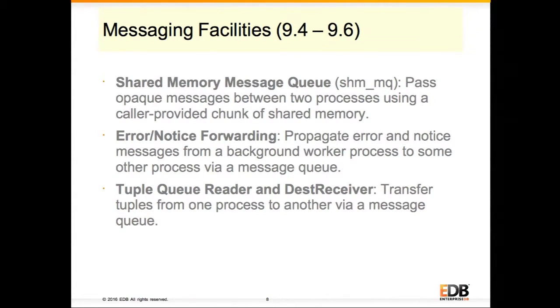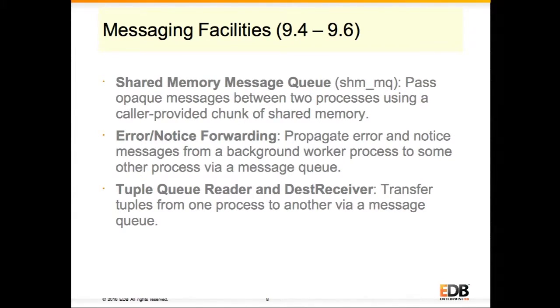The first is error and notice forwarding. If an error occurs in a parallel worker while we're executing a parallel query, then the whole query needs to error out, just as if that error occurred in the leader. And the worker doesn't have any place to send that error message directly. It's not connected to the client. The leader, if it had an error, could just send it straight to the client, but the worker cannot do that. It's not connected to the client.